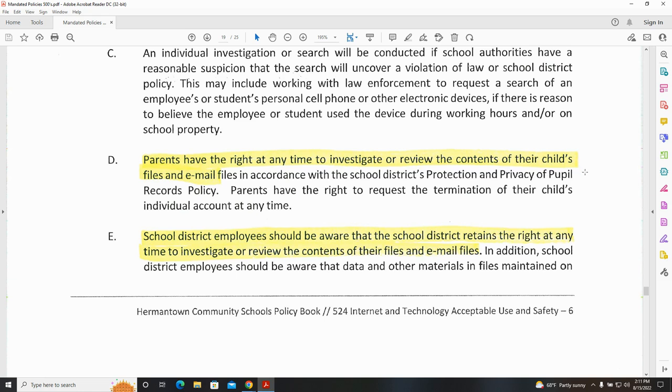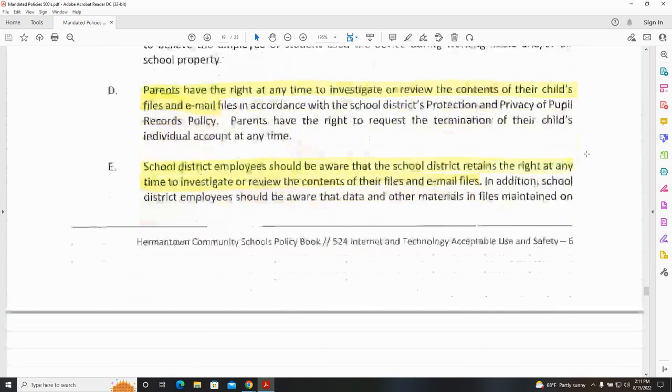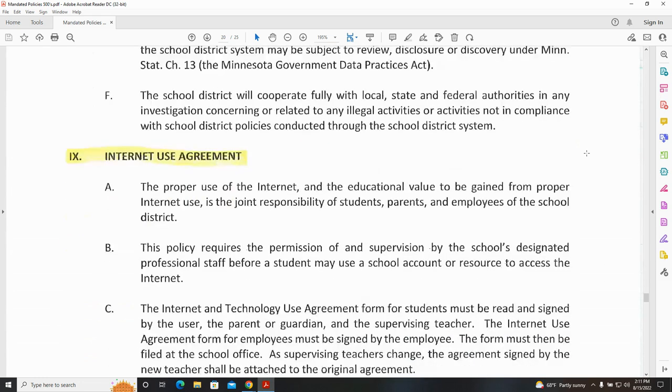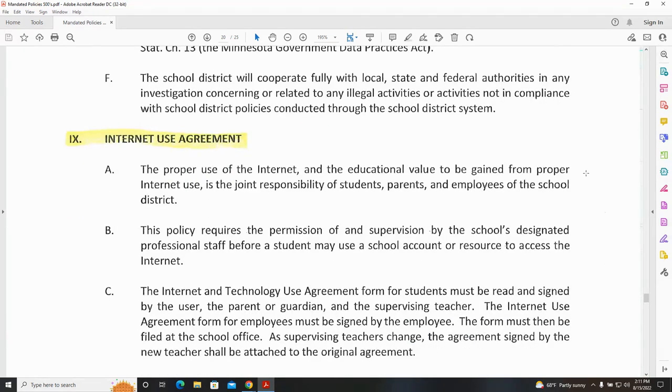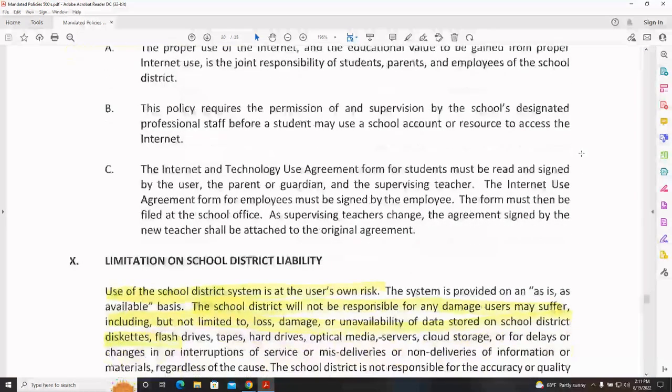For school district employees, you should be aware that the school district retains the right at any time to investigate or review the contents of their files and email files. So we always want to use our school email in a professional manner. Each year we are made aware of this and we have to sign an internet usage agreement.